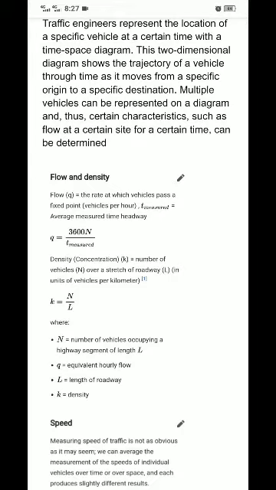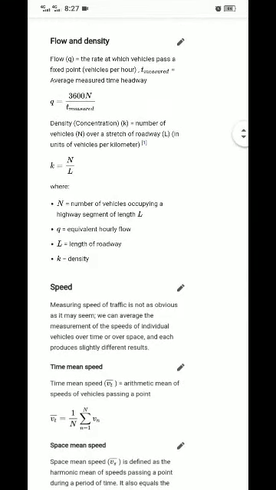So density, or the concentration, the small k, is the number of vehicles, the capital N, over a stretch of roadway, the capital L, in units of vehicles per kilometer. So the formula for density is k is equal to N over L, where N is the number of vehicles occupying a highway segment of length L, Q is the equivalent hourly flow, L is the length of roadway, and the small k is the density.